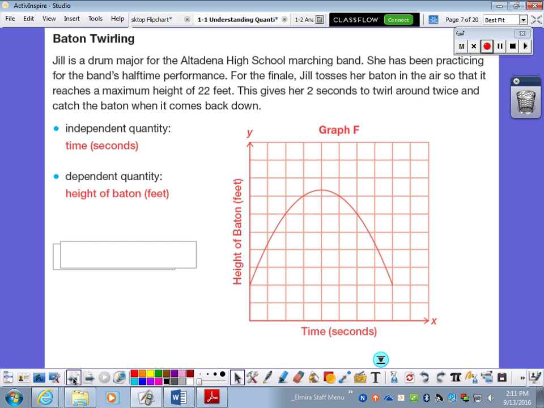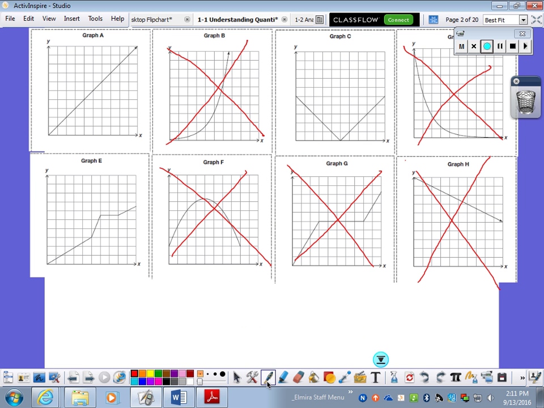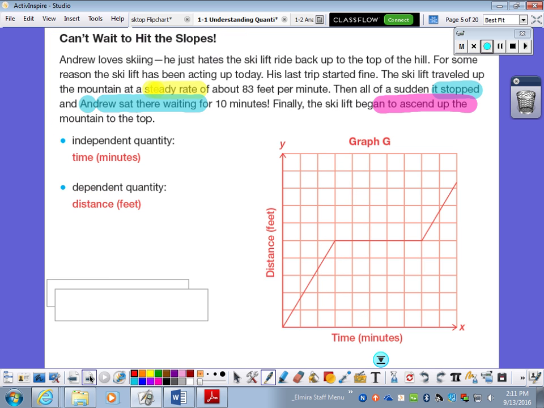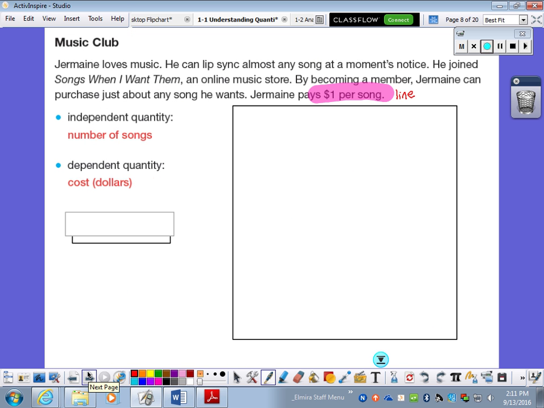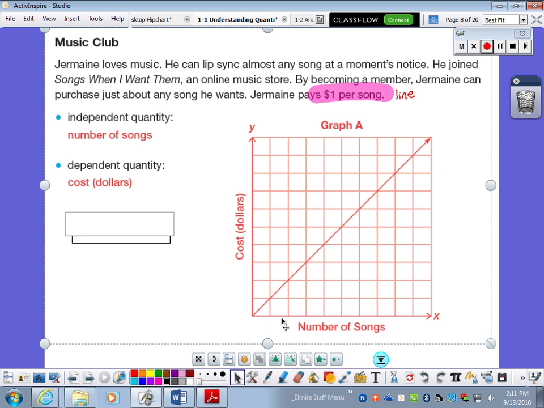So when we look at our graphs, out of what we got left here, looks like graph A is the one we want. It's the one that's going up at a constant rate. Okay, number of songs, cost in dollars. And even if you look at the graph, if we assume, which we can't always do, but it kind of looks like the number of songs, this would be 1 song, 2 songs, 3 songs, etc. $1, $2, $3. It's not labeled that way, but that could help us pick that graph as well.